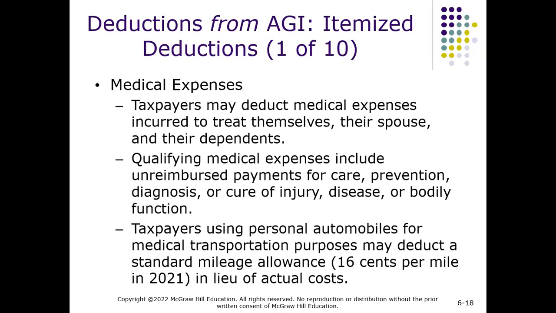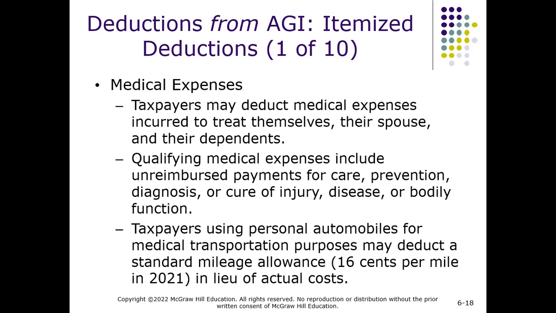First, our medical expenses. Itemized deductions are generally personal expenses paid by the taxpayer that are allowed as a deduction on our tax return. You could take a good read through this section, but we are looking at out-of-pocket expenses we pay to treat ourselves, our spouse, and our dependents.